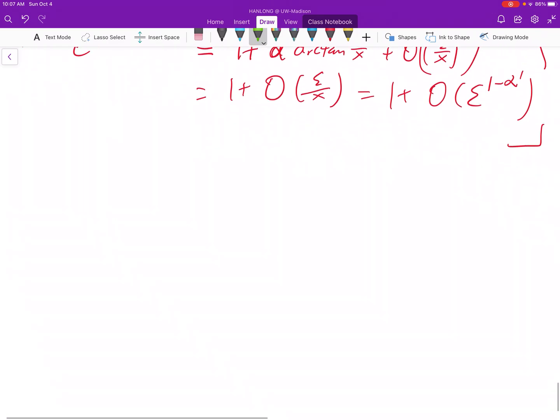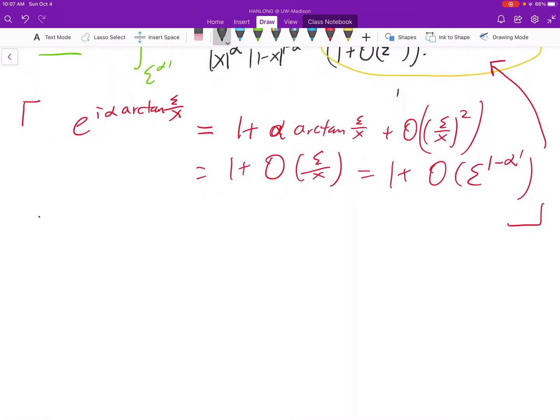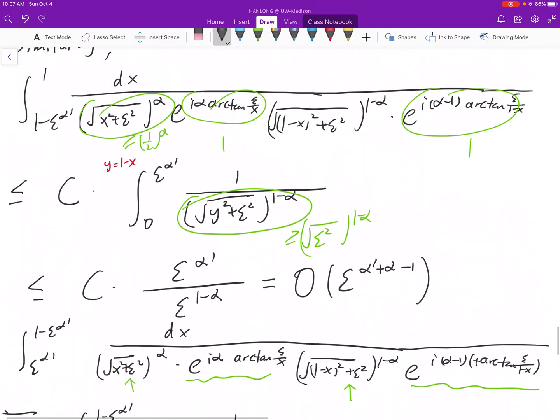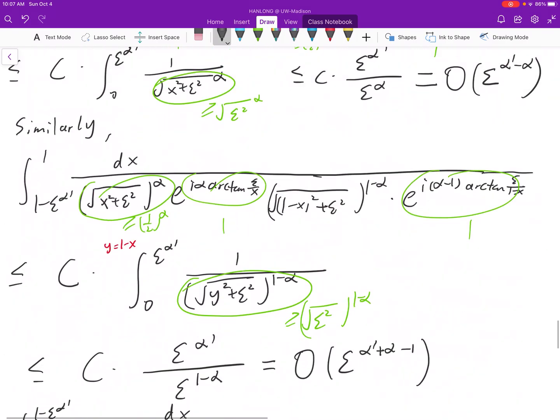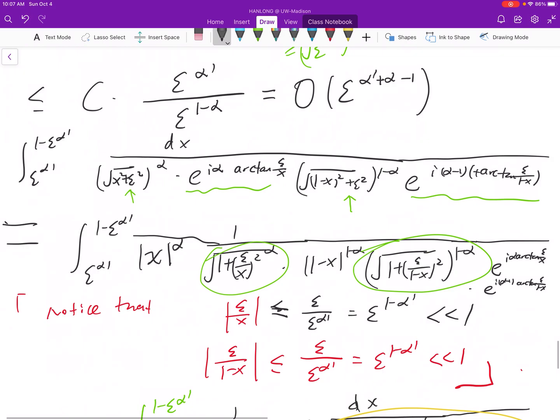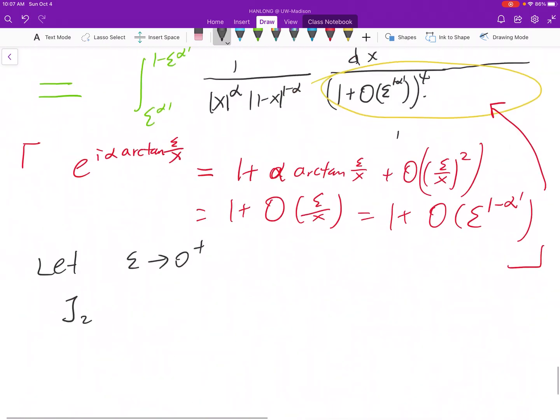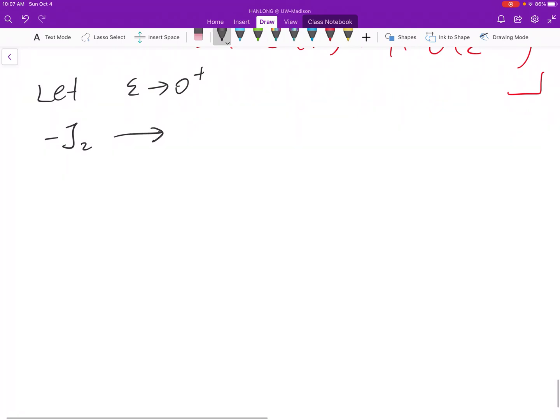Okay, so finally, let epsilon go to 0 plus. J2, recall that J2 is negative this integral, so if you want to keep it, the negative J2 goes to I. So that's the end of the lemma.